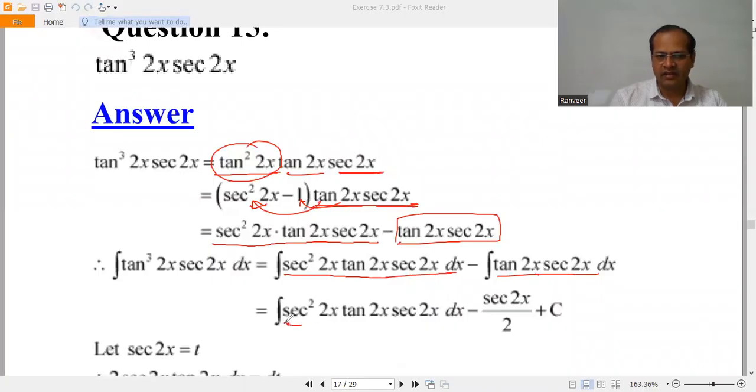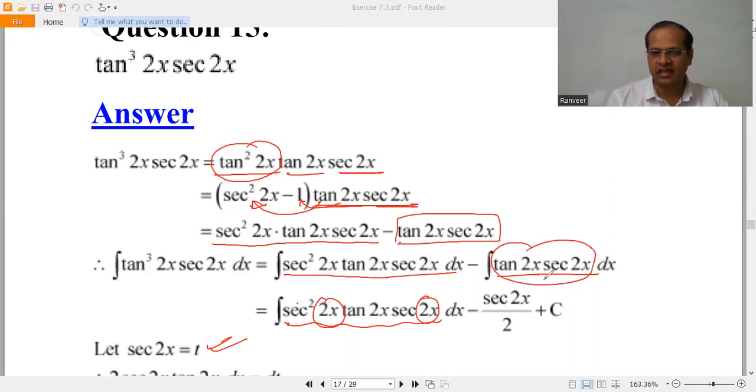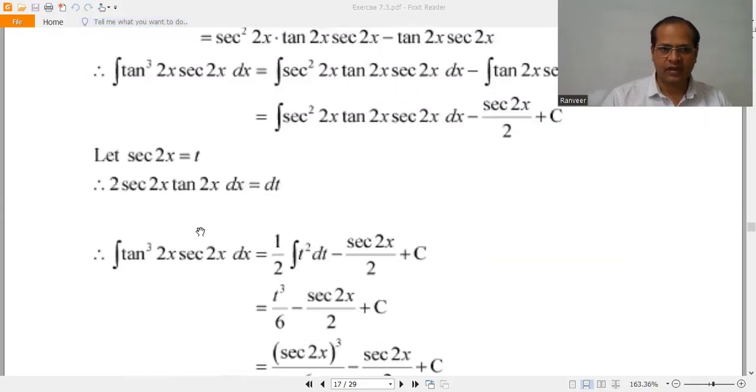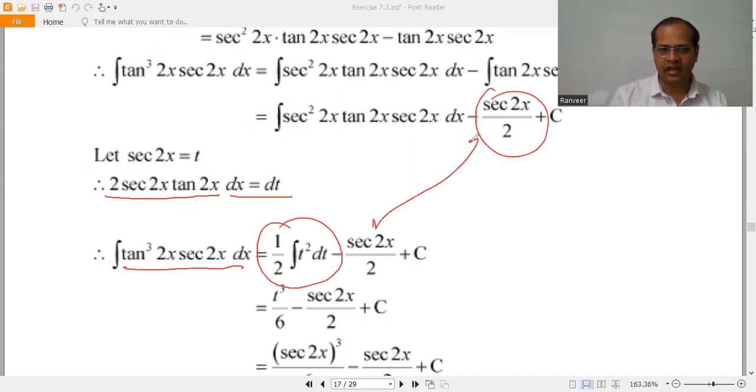Now in this case, if you see, both the angles are the same. So in place of sec 2x, take it as t, and this is the direct formula: sec theta into tan theta integrates to sec theta. So in place of theta, the angle is 2x, so this is sec 2x by 2. Now, the first part we have to solve. Sec 2x, if you take it as t, then the differential is 2 sec 2x tan 2x dt. So after transformation, we can write this as t square and this is sec 2x by 2. This is the direct value.